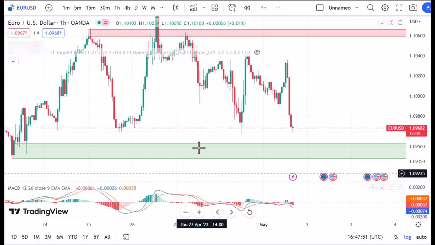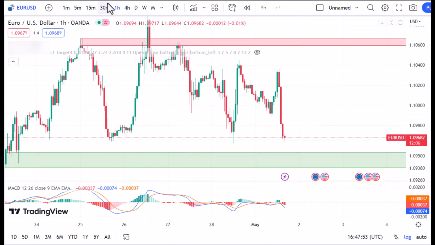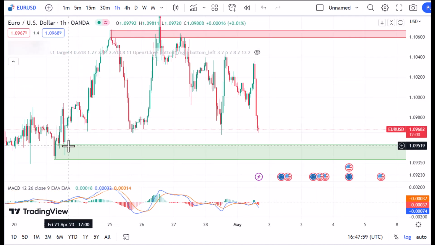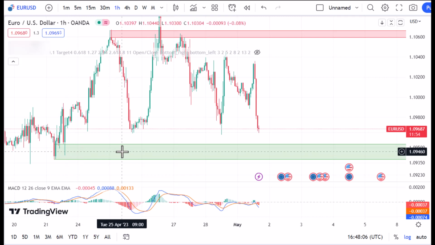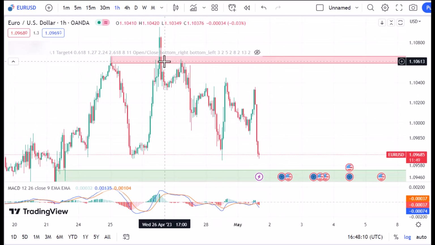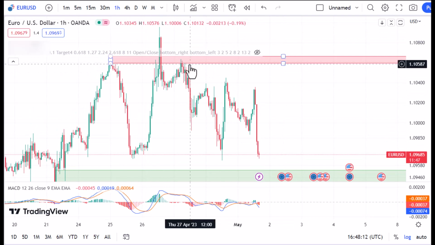Okay, now as you can see, we are on 1 hour time frame on EURUSD, and what I'm seeing here, and I've pre-drawn some areas for you, is that this one, the green area, is a really strong support below the price, and the red one was actually a really strong resistance.